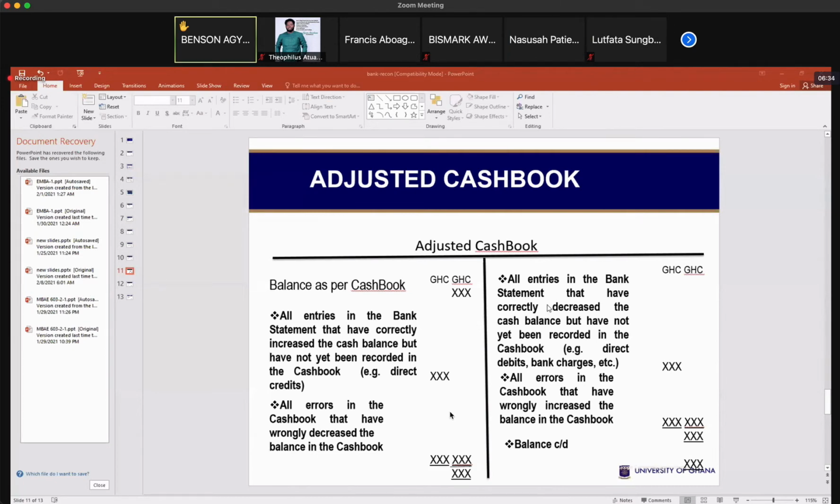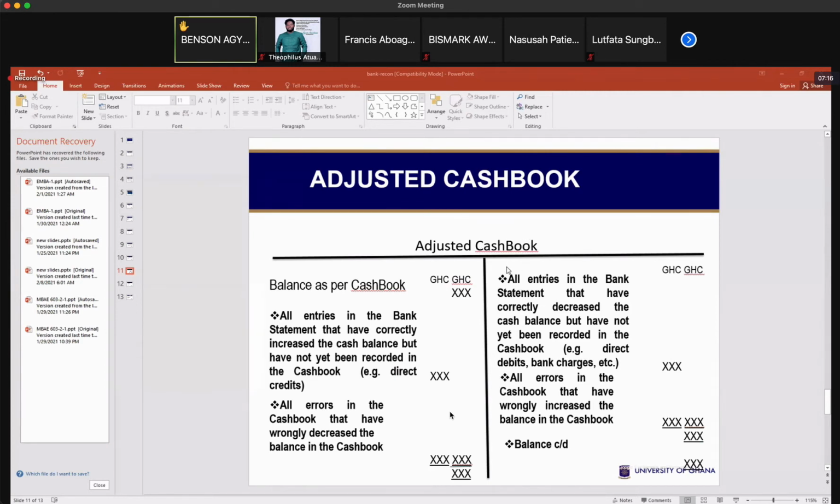Yes, Benson, go ahead. I was asking whether all overdrafts are at the debit side of the cash book. Yes, it can be found at the debit side of the cash book. So anytime you see a balance brought down at the debit side of the cash book, then it is an overdraft. Or similarly, anytime you see a balance carried down at the credit side of the cash book, there is an overdraft, because it's a balance carried down that is brought down. Okay. All right. Thank you, sir.